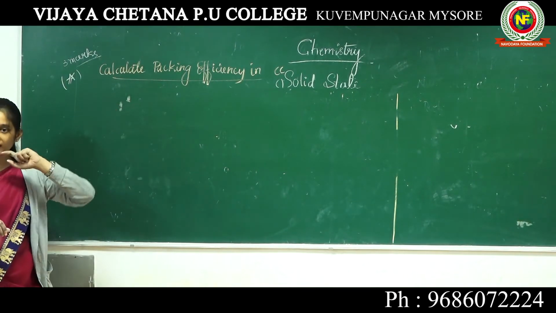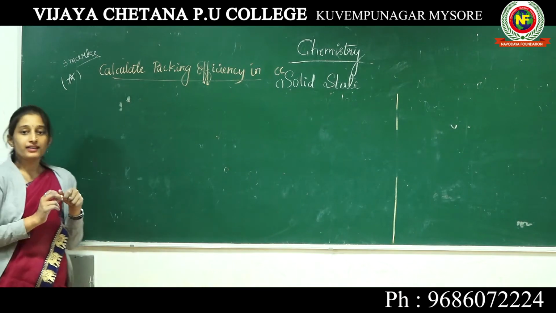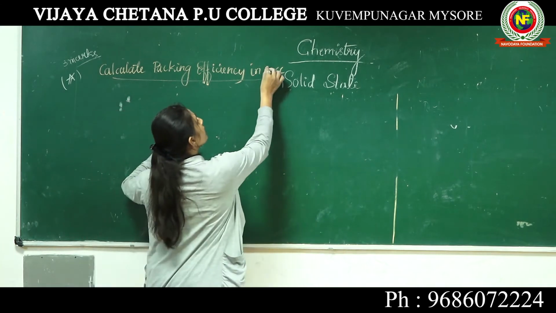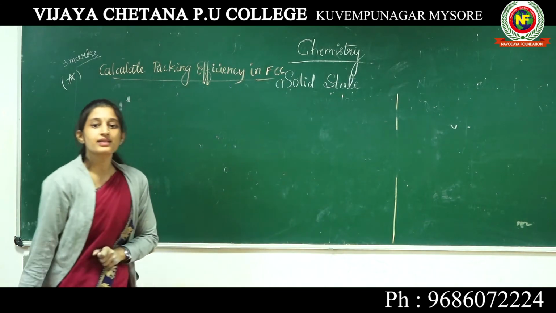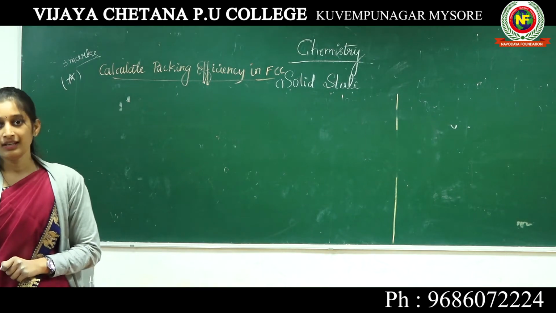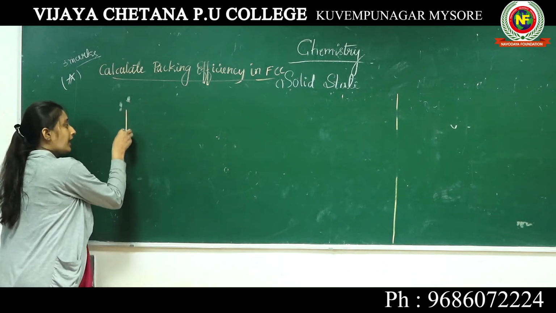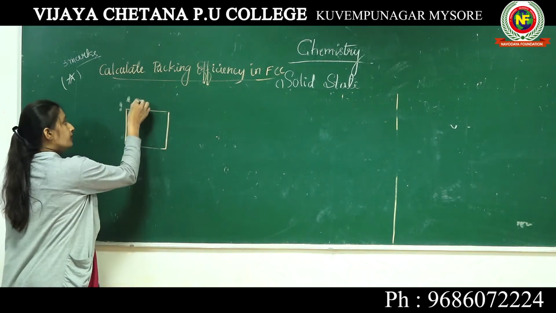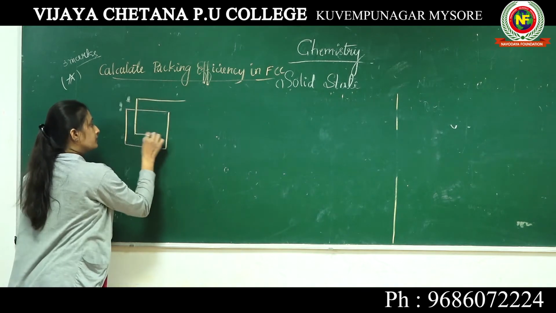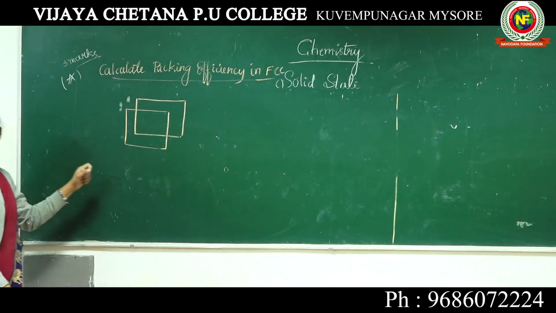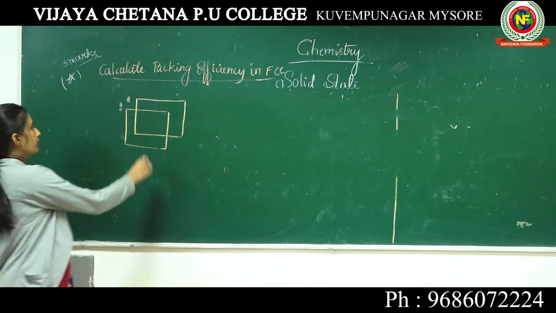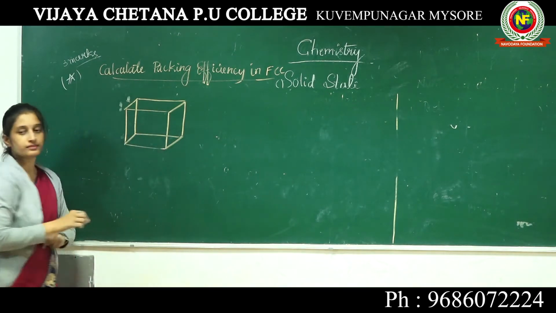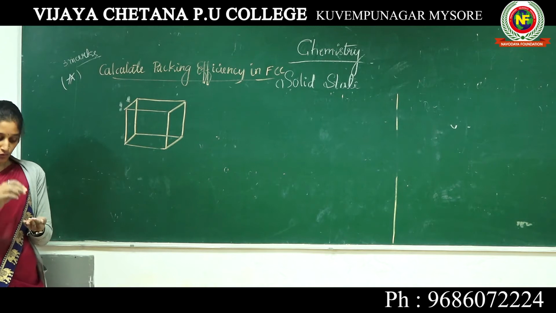Next, first calculate the packing efficiency in SCC. Over. Now calculate the packing efficiency in FCC. FCC means face centered cubic crystal system. Now I am going to draw one crystal system, same as the previous SCC case. Same, all the corners we should name first.